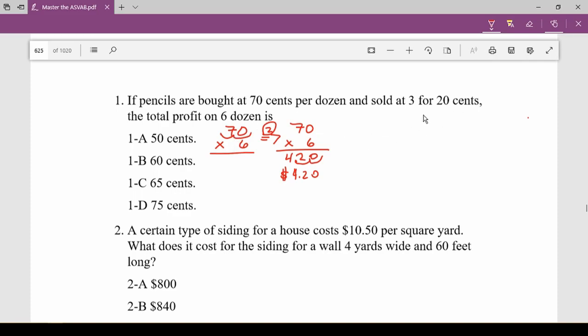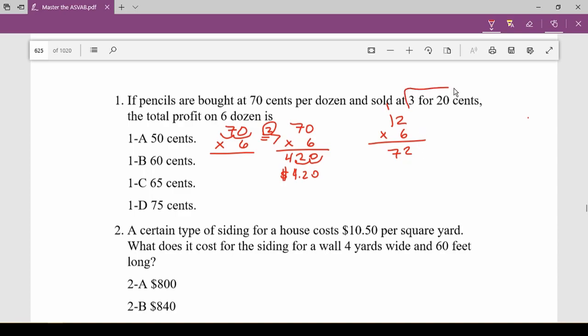Now we're told we're selling the 6 dozen pencils 3 for 20 cents. So first we need to figure out how many pencils there are total in 6 dozen. So we're going to take 12, multiply it by 6. 2 times 6, of course, is 12. Carry the 1. 6 times 1 is 6, plus 2 is 7. So we know 6 dozen pencils is the same as 72 pencils.